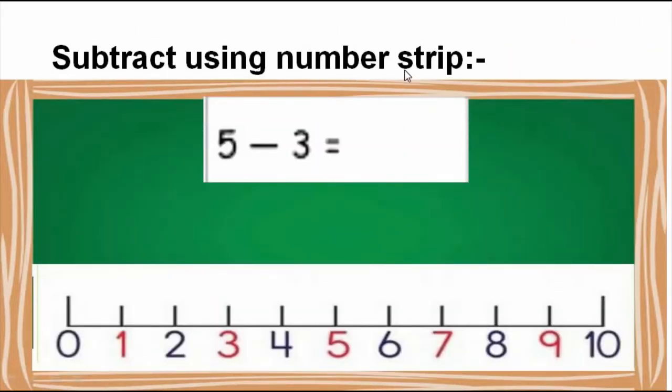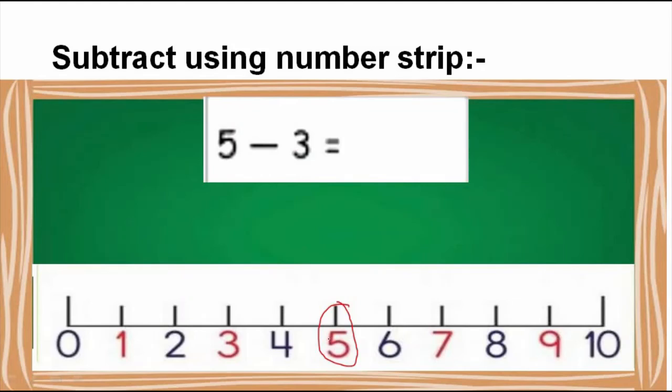Subtract using a number strip. So, how can we make subtraction with the help of this given number strip? Look, what is the sum? The sum is 5 minus 3. To solve this sum, first of all, we have to find number 5 on the number strip. Look, this is number 5. So, make a circle around number 5 first. And we have to solve the sum 5 minus 3.